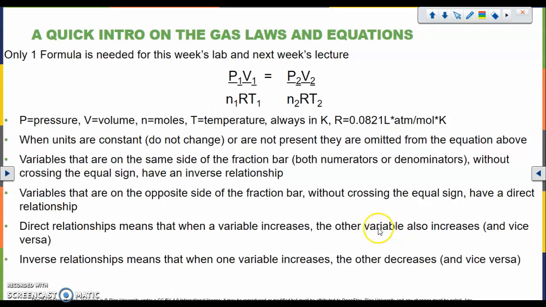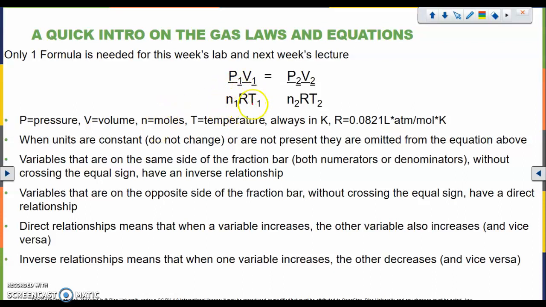So this is a quick introductory lesson to, again, the combined gas laws, in this case a different version if you've ever seen it. This is actually the ideal gas equation. And I hope that you all know what these letters mean. P is pressure, V is volume, T is temperature, and the temperature always has to be in Kelvin, okay? N is the number of moles.